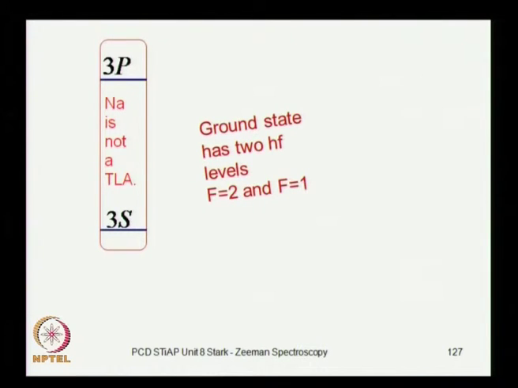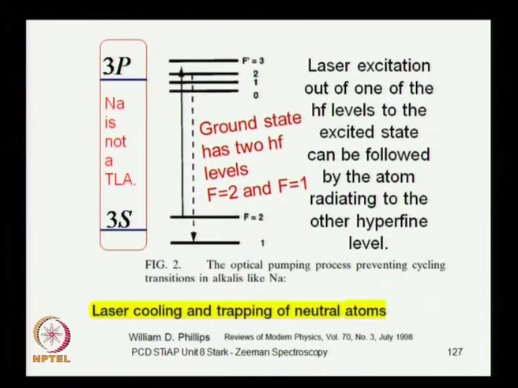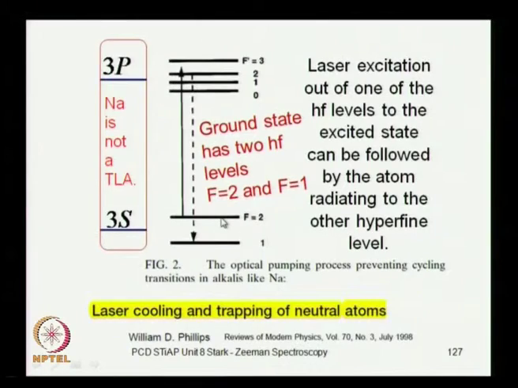The ground state we have seen is not a unique level, it is split by the hyperfine structure into two levels, f equal to 2 and f equal to 1. What it means is that if you have an excitation from f equal to 2, then in the cooling cycle when the de-excitation takes place through spontaneous emission, it is quite possible that the atom would come down to the other state rather than to f equal to 2. Now, that is not good for cooling. This is a difficulty which William Phillips observed in his experiment.